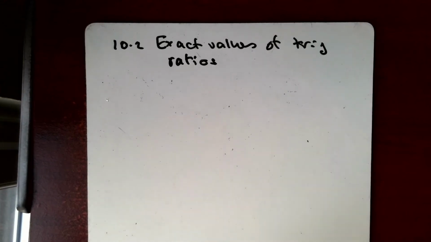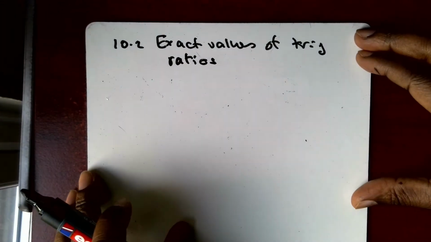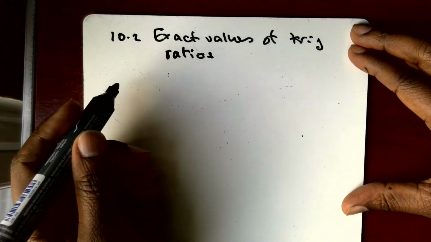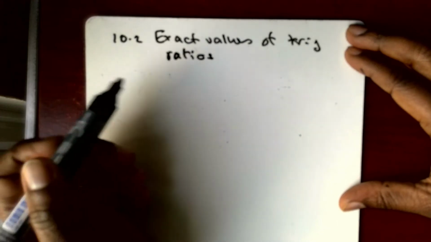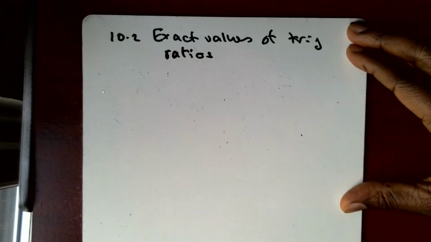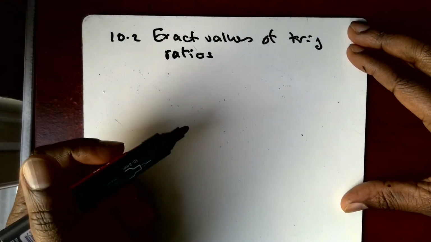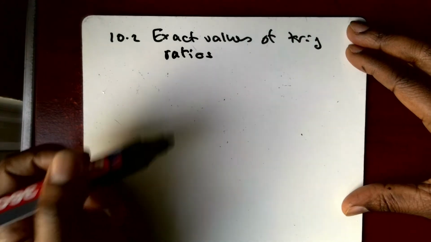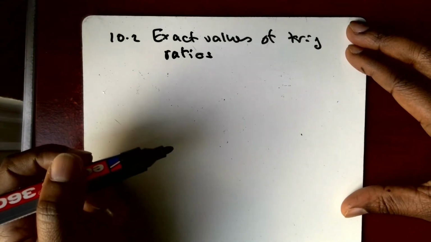The next section is about the exact values of trig ratios. Now I know you can work these out on your calculator, but it's useful to know, off the top of your head, things like cos 60 is a half, or tan 30 is 1 over root 3. Those types of things are useful to know. It's a very short section, but it's worth just going through how we can find the exact values.